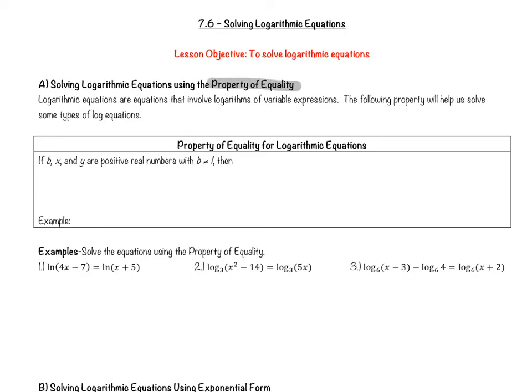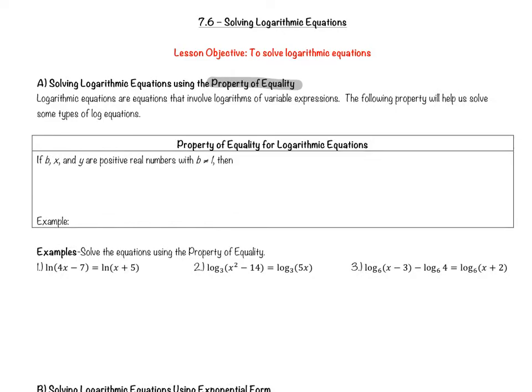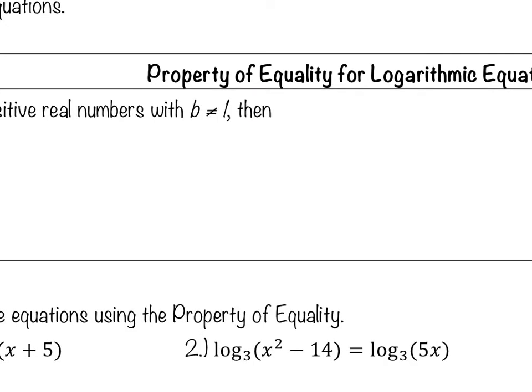If you remember with exponential equations, if they had the same base, then you could simply set the exponents equal to each other. Similarly, with logs, if logs have the same base, then you can just set whatever the log is of equal to each other. For example, if I have two logs of some base, and they have to be the same base. So we notice here that both of these logs have the same base.